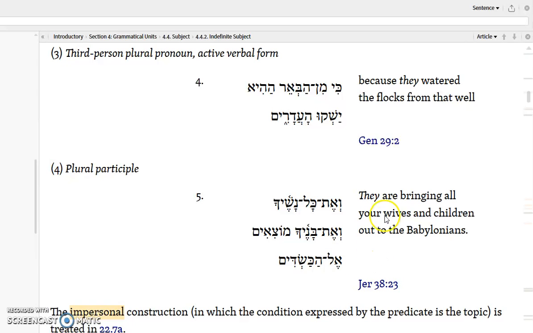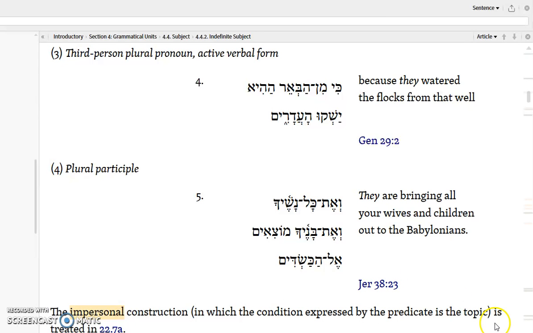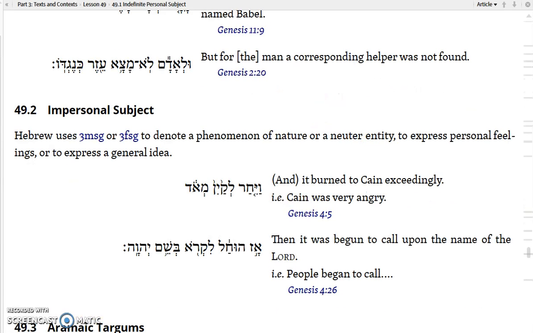And again, who is this "they"? The "they" is an indefinite "they," and you could translate it as a passive. All your wives and your children will be brought out to the Chaldeans. Again, since it's an impersonal construction, it can be treated as a passive if that seems to be a more fluent translation. I move on to 49.2, impersonal subject.